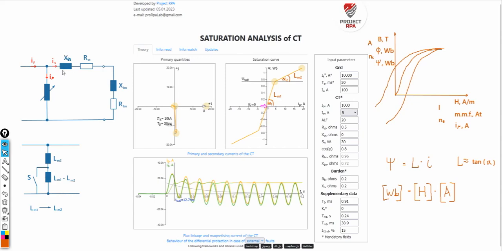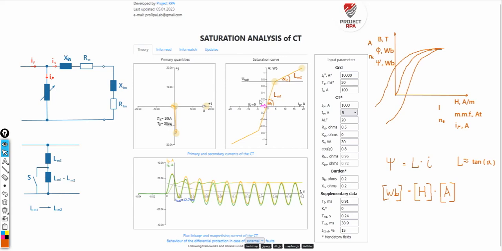Here is the leakage inductance of the secondary winding, X sigma S. This is the ohmic resistance, RCT, of the secondary winding. Here are the inductive and ohmic components of our burden, XB and RB. With these quantities, the resistance of the wiring, the protective device, or any terminal resistances are taken into account. Though at this point we are only interested in the magnetization branch, because there is a nonlinear inductance here. This nonlinearity is described in the present case with the two linear inductances.